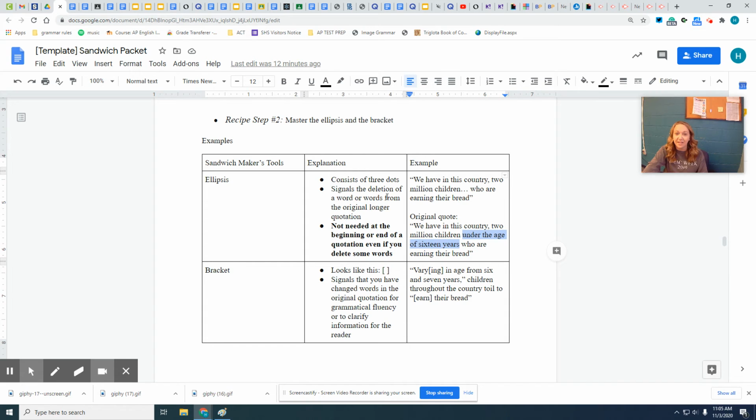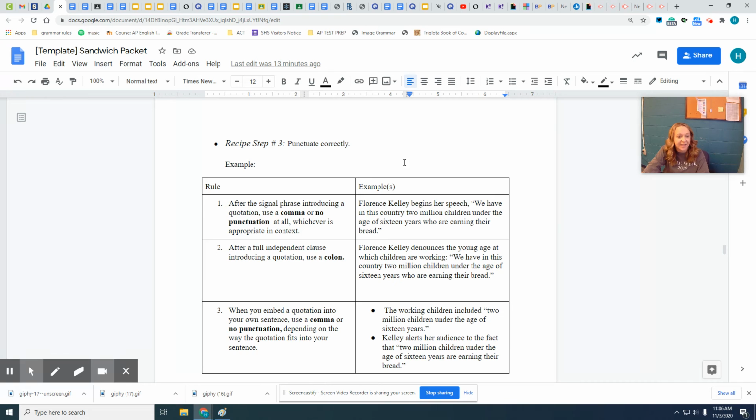Next is if you need to change, like I said, the grammar or the grammatical structure of it to make sense. If you need to add in a word so that it fits better, you do it like this with the brackets. Varying in age, children throughout the country toil to earn their bread.